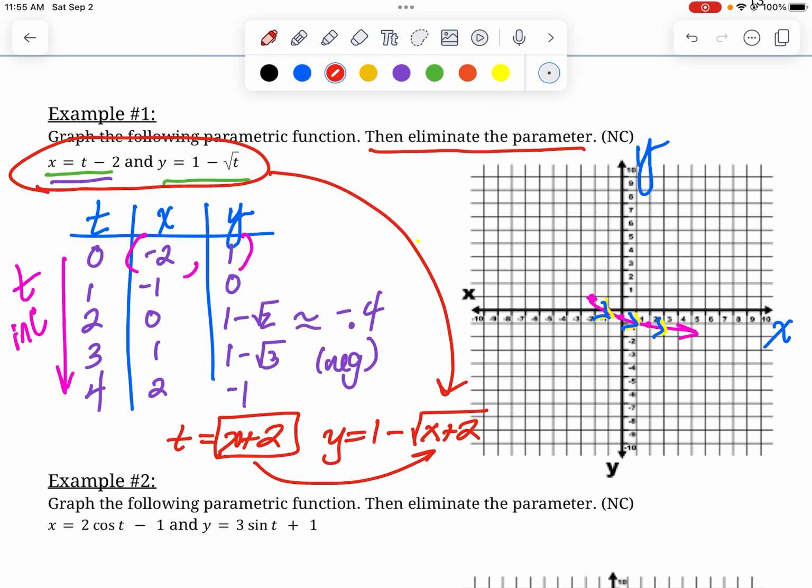So now what I just wrote down here is my rectangular equation or my Cartesian equation, right? It has x versus y, and there's no mention of t, and in fact, I just have one equation. Now, if you think about this, it makes sense with the graph because the parent function for square root looks like this. So this is a square root function that has been moved 2 to the left, reflected, moved up 1. And that's exactly what I see there in the picture.